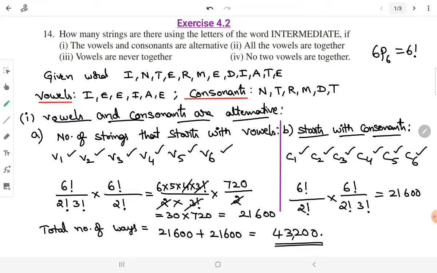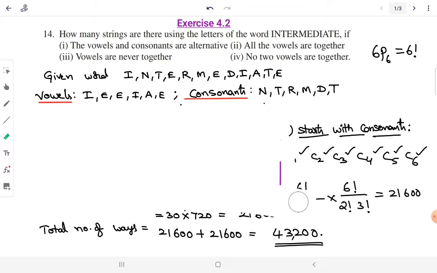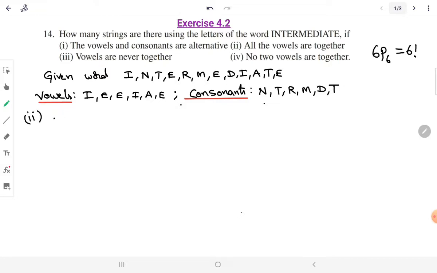Now let's see the second subdivision. So what is the second subdivision here? All vowels are together. Okay, so second subdivision is all vowels are together. Now what is that all vowels are together? All vowels, so all 6 vowels. So let me do the second subdivision. All the vowels are together.